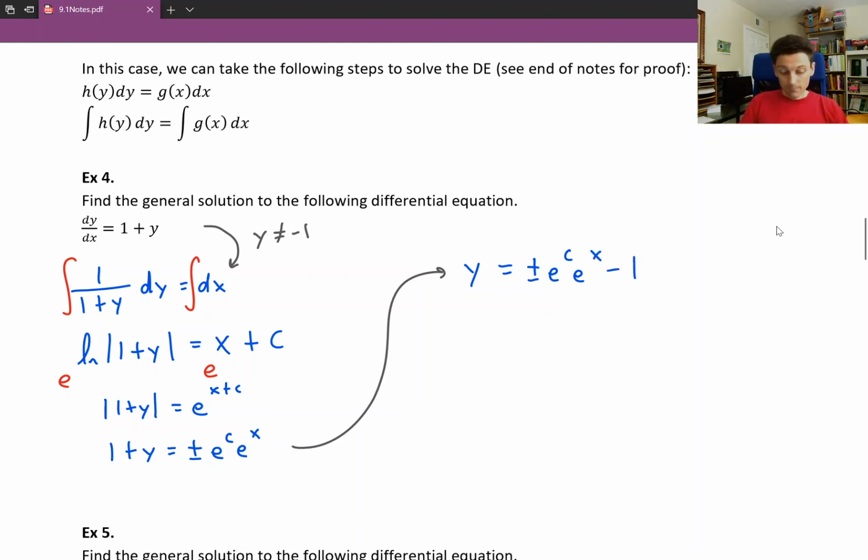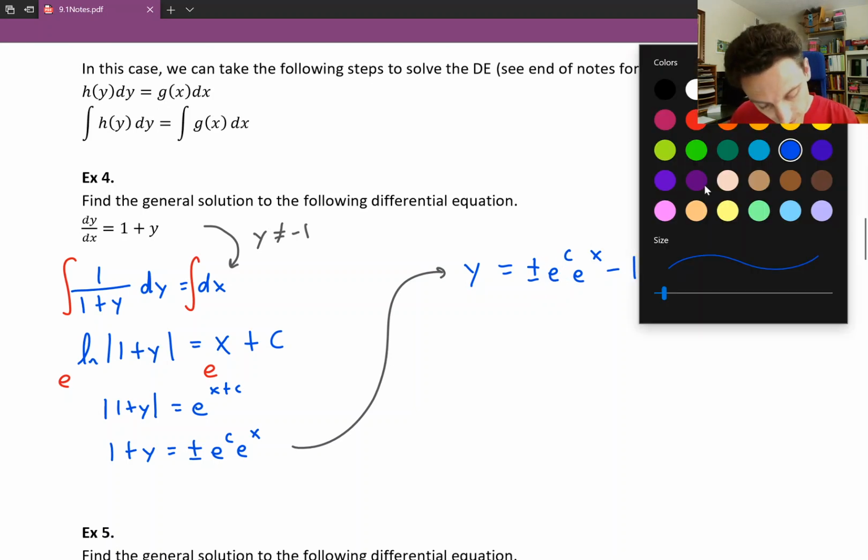And now we could leave it like this, but oftentimes you'll see that constants are simplified to other constants. What I mean by that is, here we have a plus or minus e to the c. Now if c is a constant, e to the c is a constant. And then plus or minus e to the c will also be a constant. So it's going to represent some kind of constant. For some value of c and some positive or some negative, this whole thing will just be a constant.